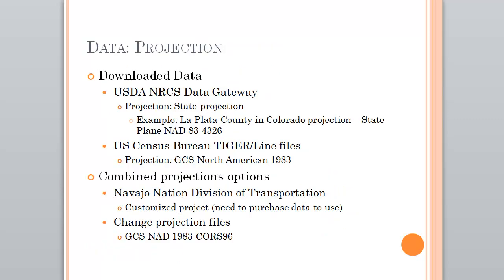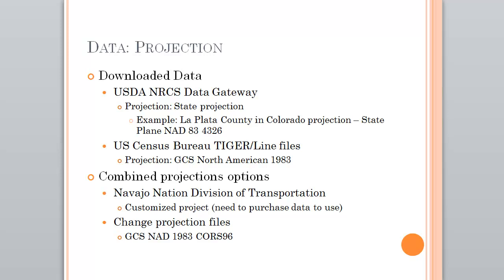I wanted to check just some of the paved roads that we had out here. So some of the projections that were downloaded with the data, the USDA and then the Census Bureau both had different projection systems. And then I wanted to do combination projection options. The Navajo Nation DOT had a customized projection, but in order for me to use it, I needed to purchase the data, which I did.